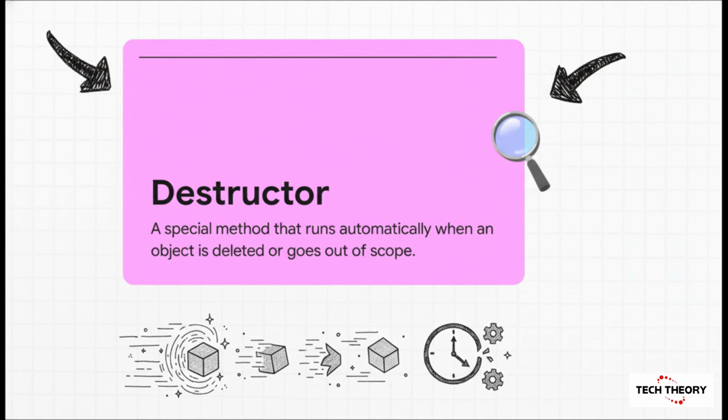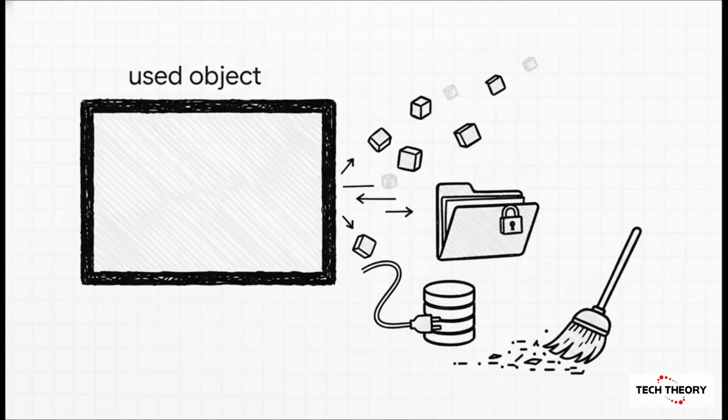When the program figures out an object isn't needed anymore, usually when it goes out of scope, which just means you've left the part of the code where it was being used, the destructor gets called to perform the final cleanup. And its job is every bit as important as the constructor's. It's responsible for releasing all the resources the object was holding on to. This is what prevents nasty things like memory leaks, and makes sure files get closed properly and database connections aren't just left hanging open. It is absolutely essential for a stable program.